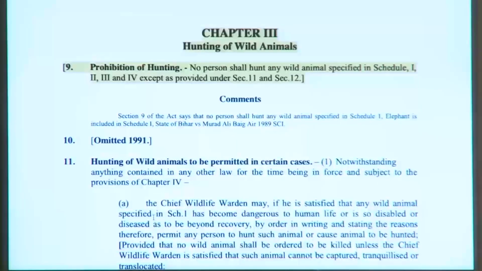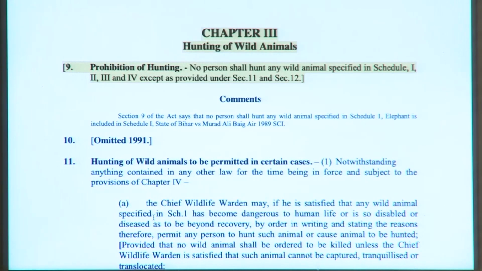Next, we look at some other important provisions. Chapter 3, hunting of wild animals. Section 9 says that no person shall hunt any wild animal specified in schedule 1, 2, 3 and 4 except as provided under section 11 and section 12. So, there is a prohibition of hunting, there is not a ban on hunting.